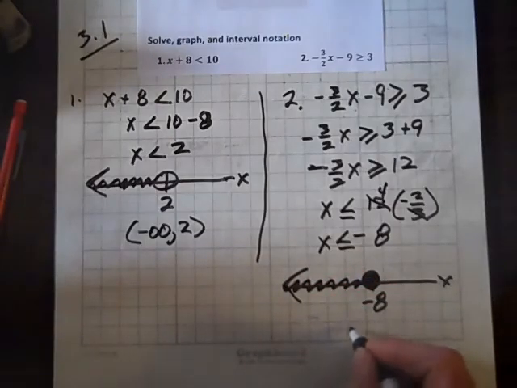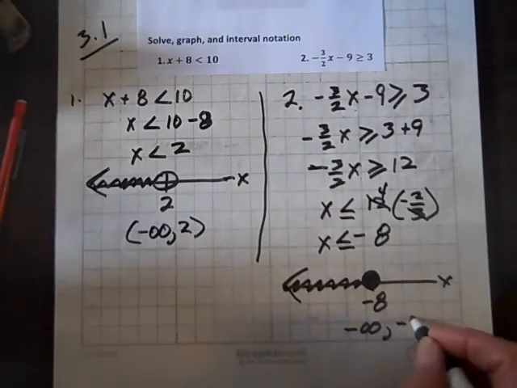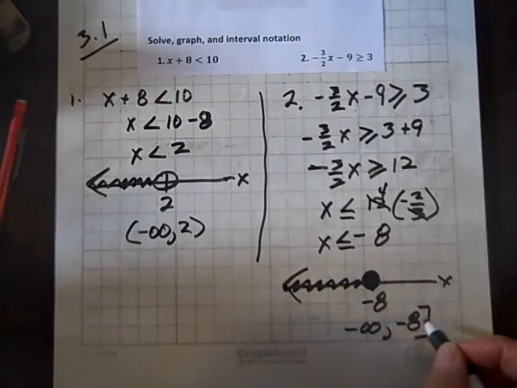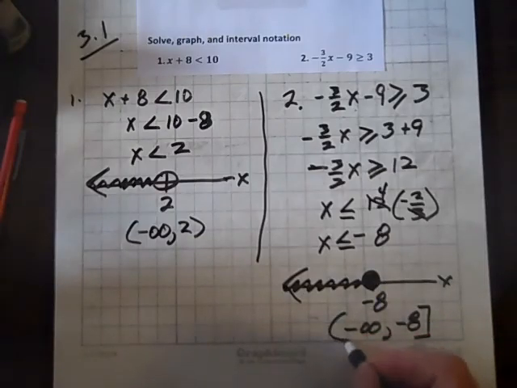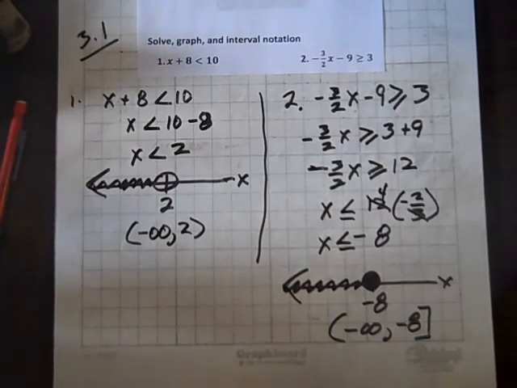And in interval notation, that'll be negative infinity and negative 8. And now, because there's an equal sign, we can include negative 8. We'll put a bracket. But we never get to infinity, so that just remains a parenthesis, and we are done.